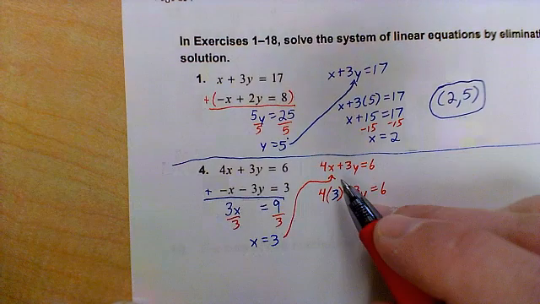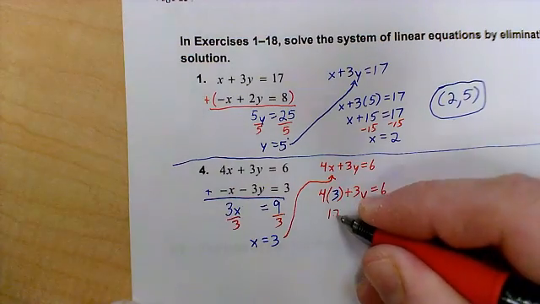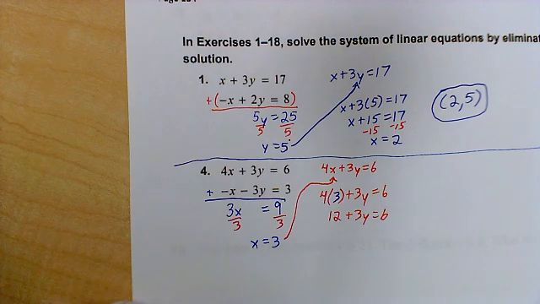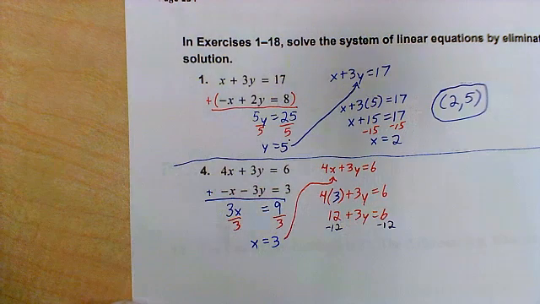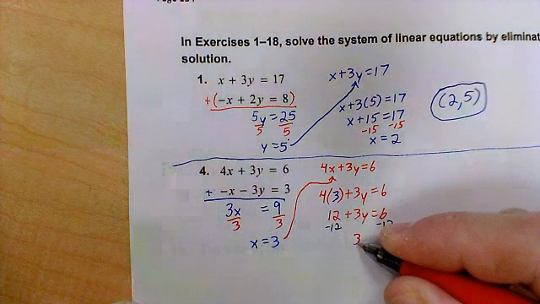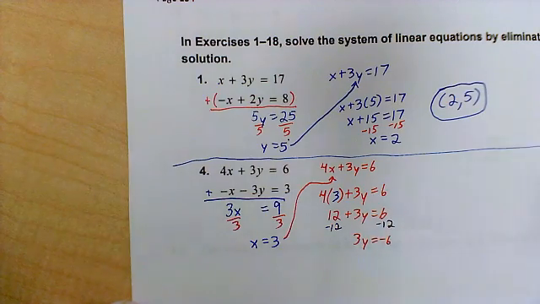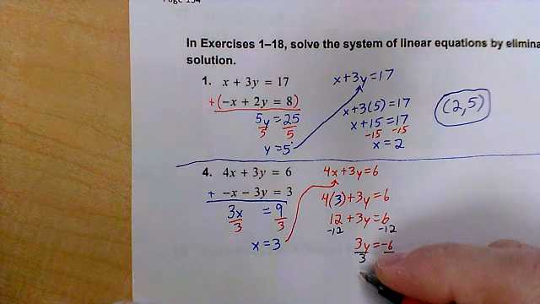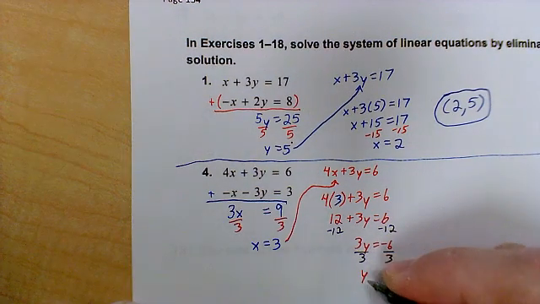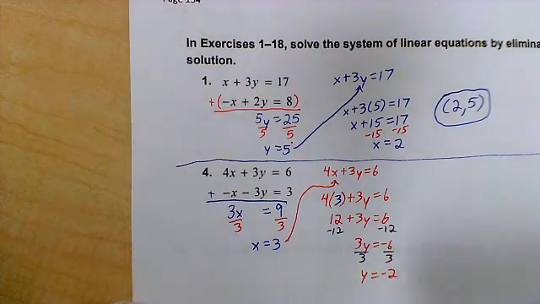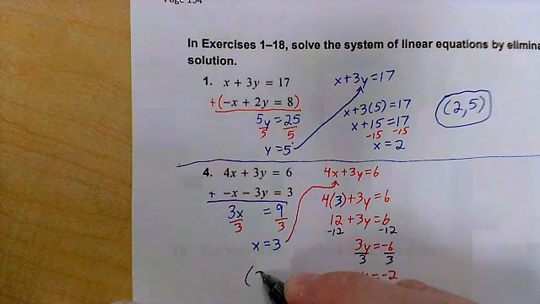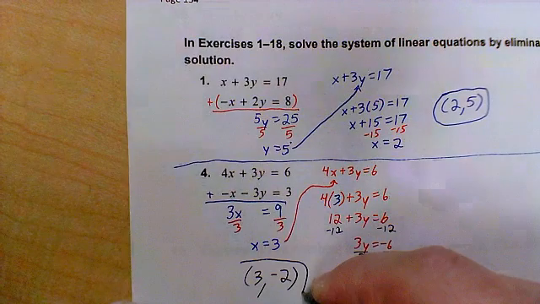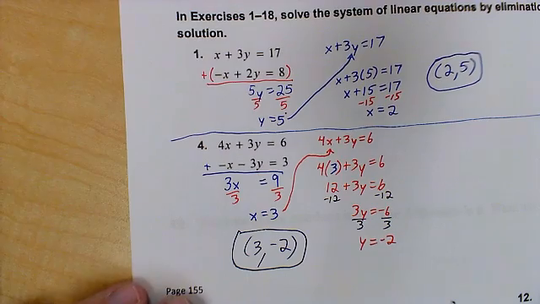Now I can solve this equation for y. 4 times 3 is 12. I'm going to subtract 12 from both sides now. So I'm going to have 3y is equal to negative 6, and I'm going to divide by 3. And y is negative 2. So now I'm ready for my final answer, which is x equals 3, y equals negative 2. And we are finished with that one.